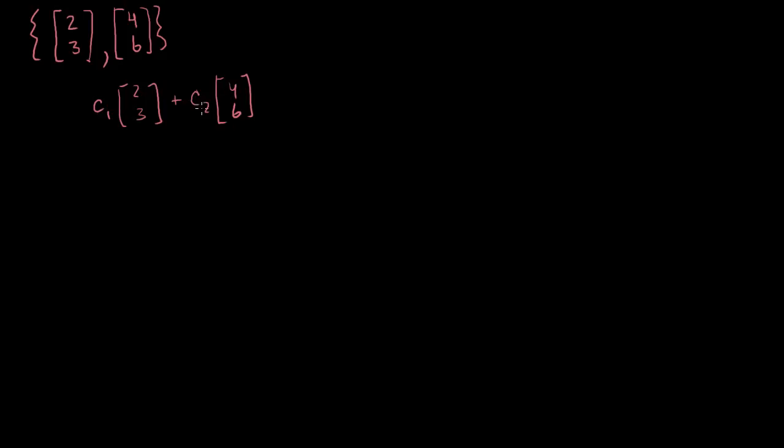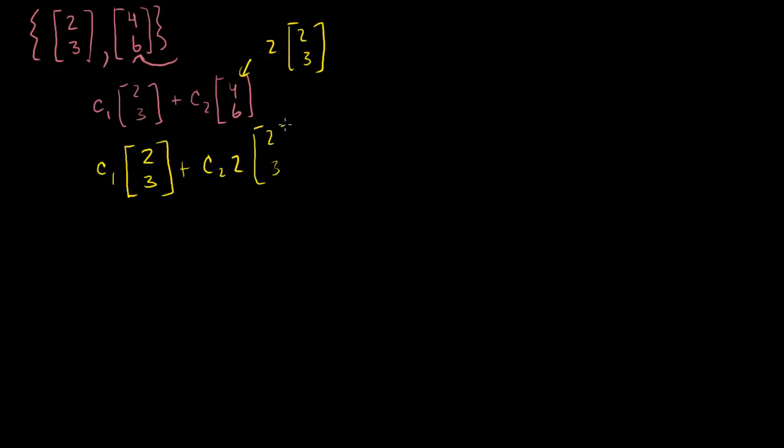Now, the first thing you might realize is that this vector 4, 6 is just 2 times the vector 2, 3. So I could rewrite it as c1 times the vector 2, 3 plus c2 times, instead of writing the vector 4, 6, 2 times the vector 2, 3, because this vector is just a multiple of that vector. So I could write c2 times 2 times 2, 3. I think you see that this is equivalent to 4, 6: 2 times 2 is 4, 2 times 3 is 6.